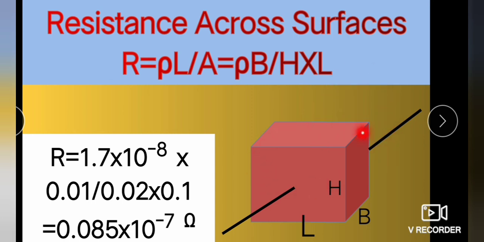Sometimes a question may be asked where the battery is connected across the back surface and front surface of the same slab. Then in the question, the length will be equal to breadth. You have to consider the length as breadth and the area of cross section as height into length. And hence we get R is equal to 1.7 into 10 raised to minus 8 into 0.01 upon 0.02 into 0.1 meter, which is equal to 0.085 into 10 raised to minus 7 ohm.